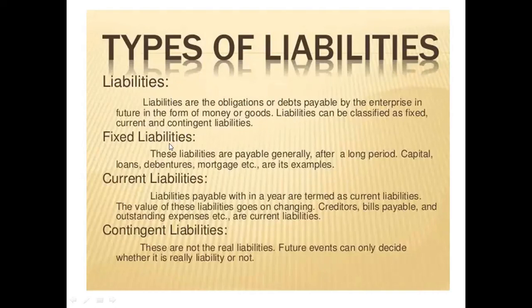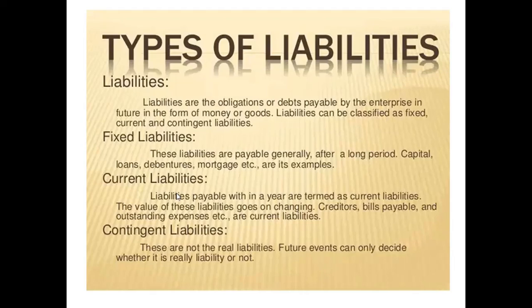Now the liabilities can be your fixed liabilities, current liabilities, and the contingent liabilities. By fixed liabilities, we mean such type of loan which has been taken for a longer period of time. A long period loan is basically your fixed liabilities. Examples are capital, loan, debentures, mortgage, etc. These are your fixed liabilities, which can be paid after 2 years, 3 years, 4 years, 5 years, 6 years, 10 years. You can make the payment till that time.